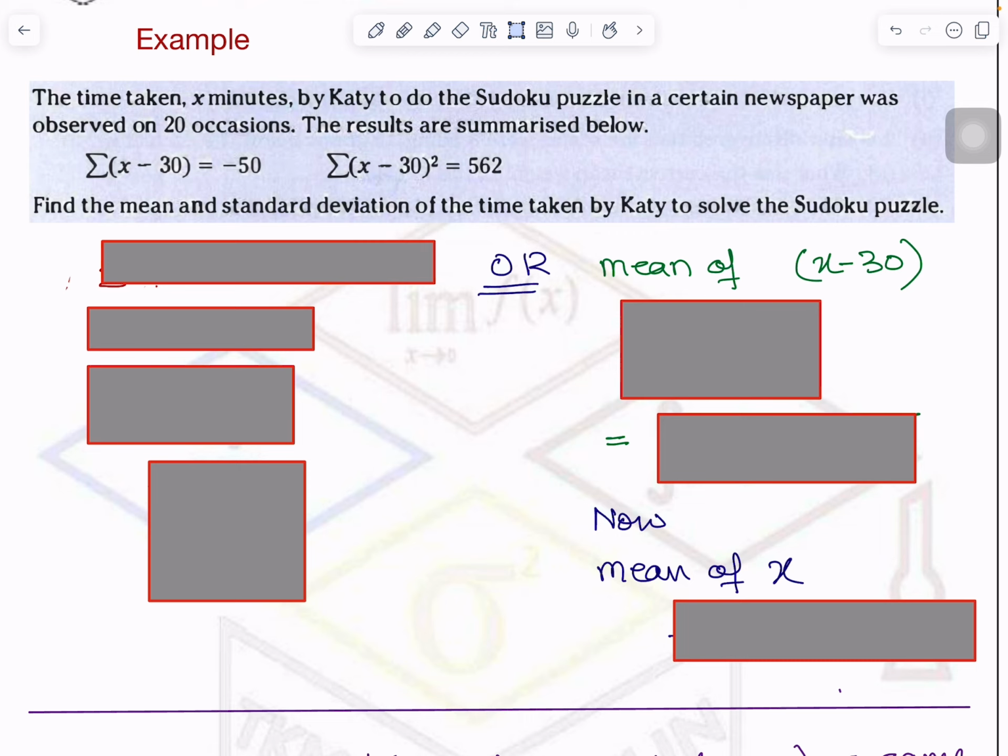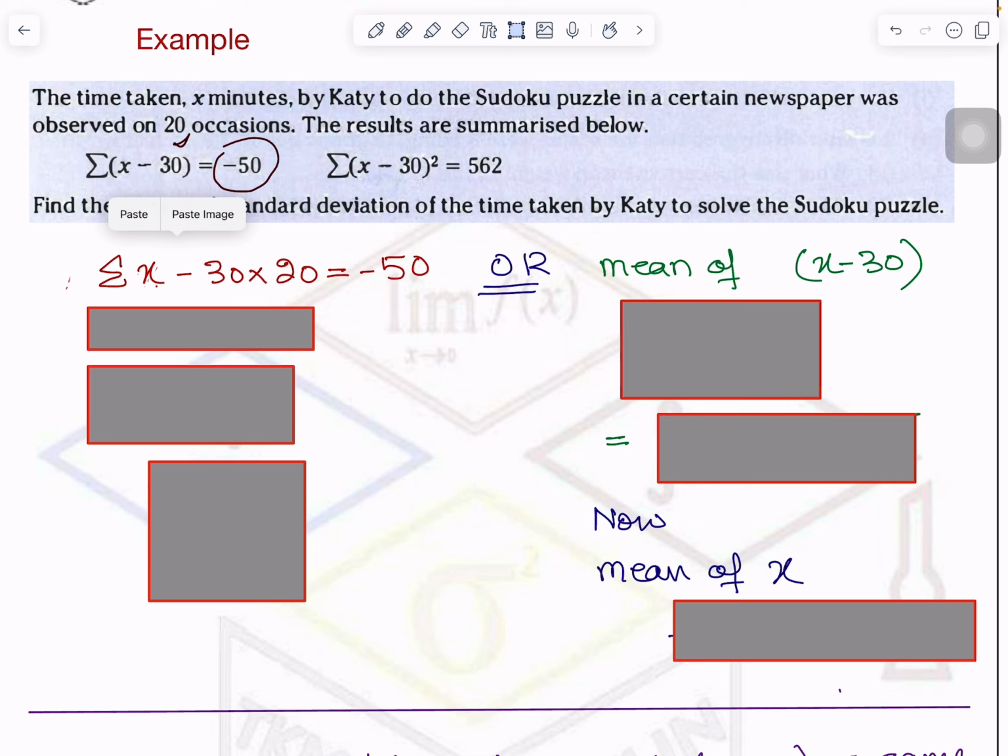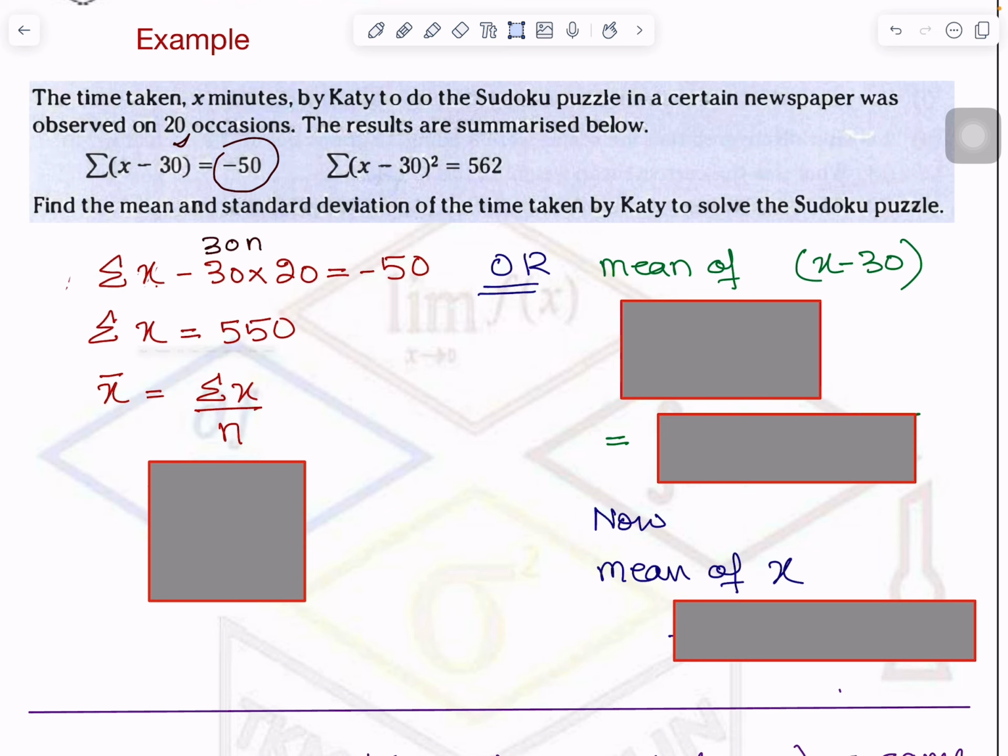So now I have to find the mean and standard deviation of the time taken by Katie. So basically I have to find the mean and standard deviation of x. But the sum is given to me of the data which was subtracted by 30. So what can I do? I can find out the mean using the formula which I have told you. Sigma x minus 30 times n, right? And n was 20. So I can easily find out sigma x. If I divide sigma x by n, I will get the mean of x. One way.